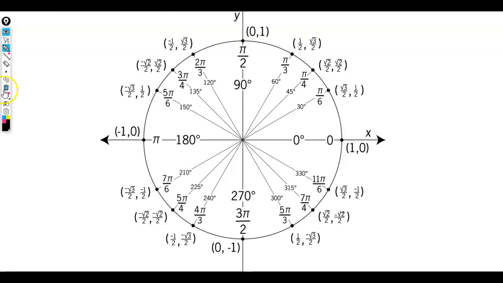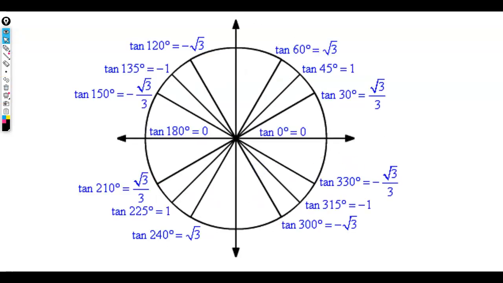But when we're talking about tangent, it matches diagonally. It's kind of a weird thing. So for instance, what is tangent of 30 degrees? Tangent of 30 degrees is radical 3 over 3. The other place on our unit circle that matches that is right here. It's diagonal from each other.